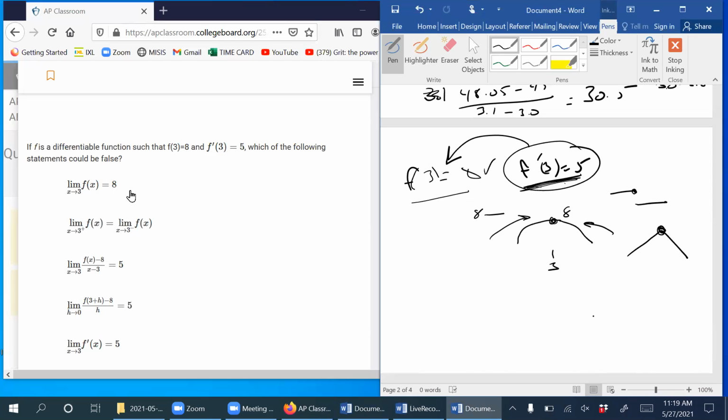And so the first two are actually the same answer. If the limit does exist, that means both left and right sides agree, and they both agree to be 8. And this is just another way of saying a derivative in general. The derivative does exist, so both these limit equations are true.